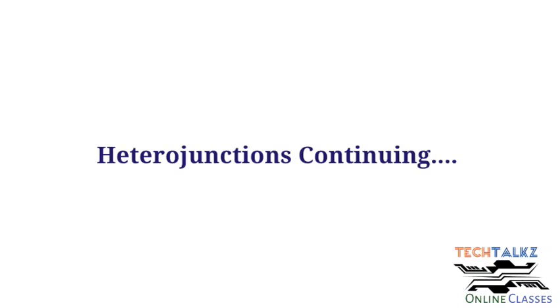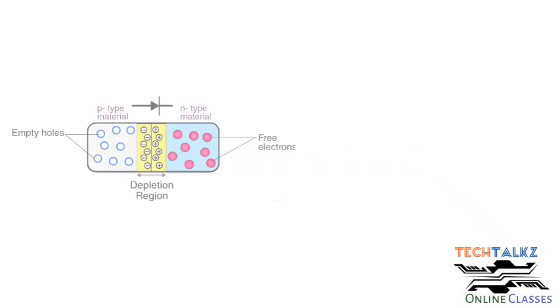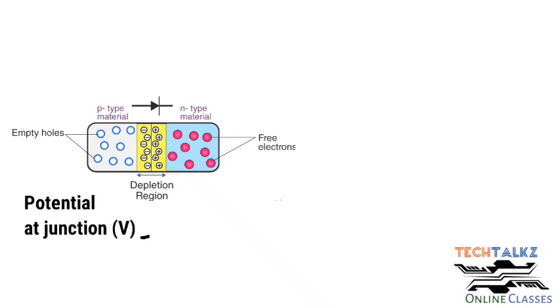Dear students, in today's class, I will draw the energy band diagram of heterojunctions. And I hope you are familiar with the energy band diagram of p-n silicon homojunctions. Anyway, I will very quickly go through that. This is a p-n silicon homojunction.